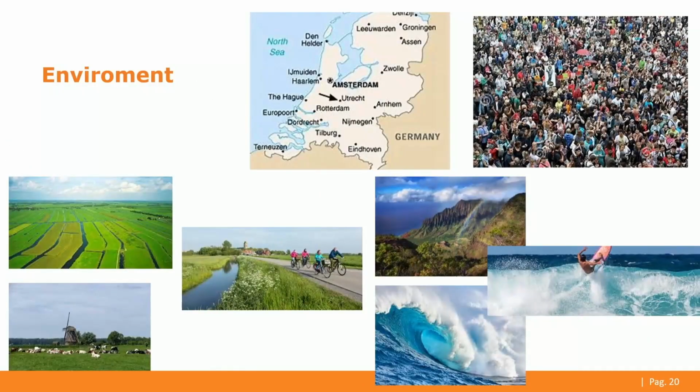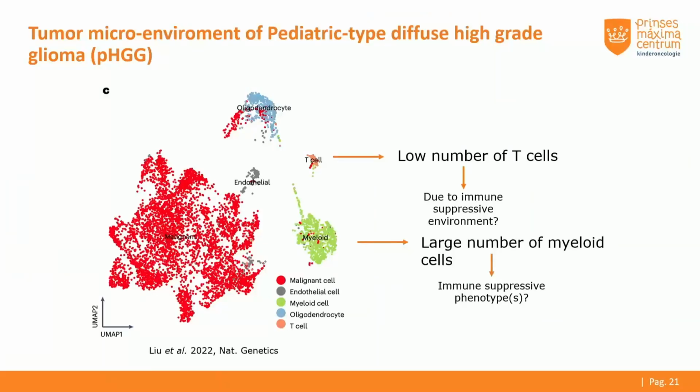So coming back to the environment: the environment influences what you're doing, but you are also influencing the environment, and we are not very good at influencing that. That is also true for the microenvironment of tumor cells. There are not only tumor cells, as we all know, but a large proportion are, for example, myeloid cells. We have a very low number of T cells, which makes it harder to come up with successful immunotherapy.